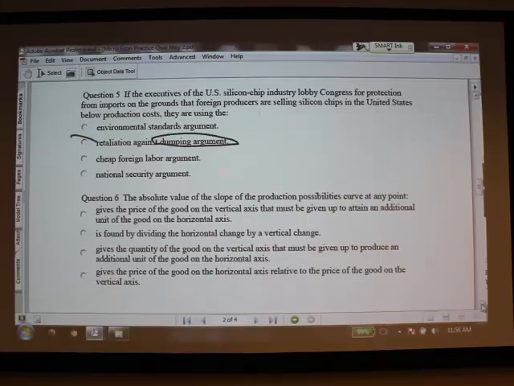Question 6. The absolute value of the slope of the PPC at any point, the answer is C, gives the quantity of the good on the vertical axis that must be given up to produce an additional unit of the good on the horizontal axis. Why is this right? Well, let me say why the others are wrong. D is wrong because it does not give the price of the good on the horizontal axis, right? Opportunity cost is always measured in terms of quantity of the other good. So D is not right.